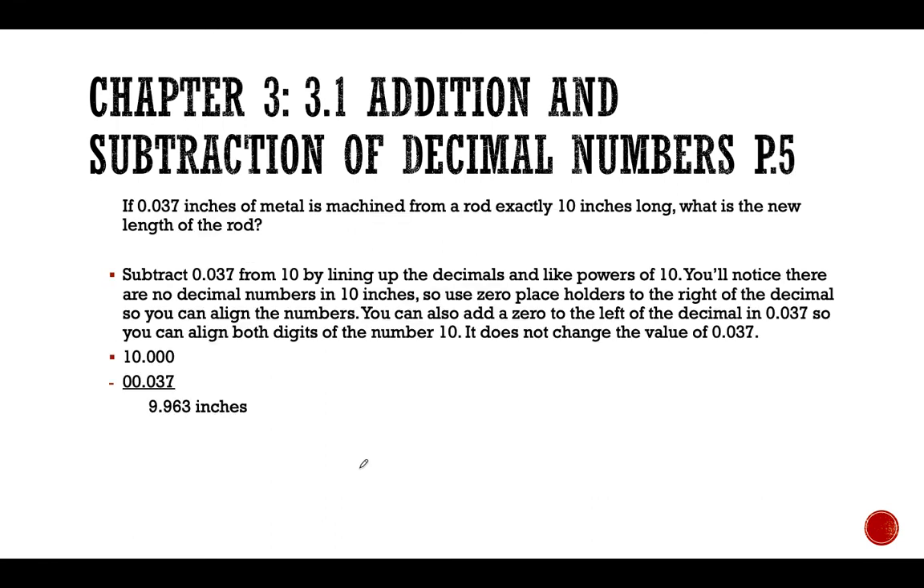So you're going to subtract 0.037 from 10 by lining up the decimals and like powers of 10. Now you'll notice there's no decimal numbers in 10, so you have to use zeros as placeholders to the right of the decimal so you can align the numbers. You can also add zeros to the left of the decimal in 0.037 so that you can align the digits on both sides of the decimal. It does not change the value of 0.037. So aligning the decimals and aligning the places, we get 10.000 minus 00.037 equals 9.963 inches.